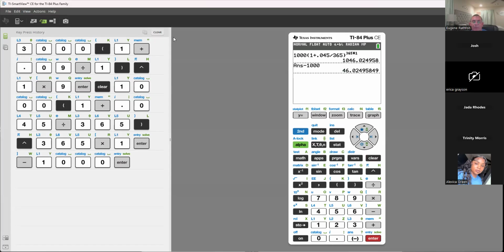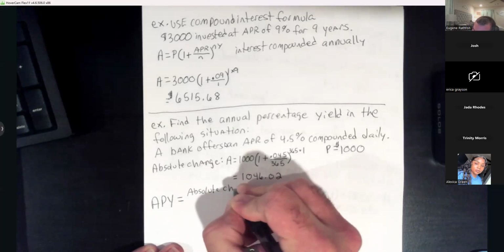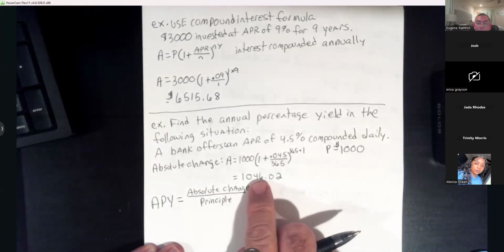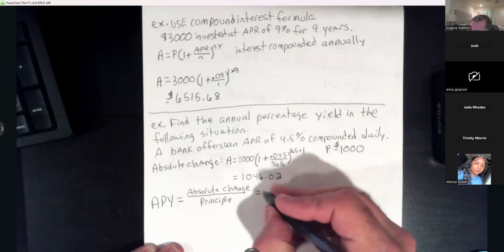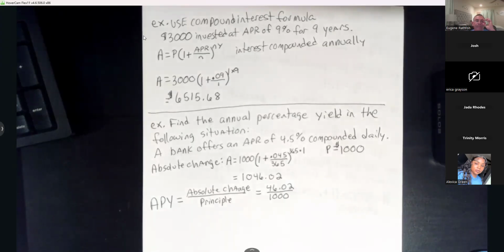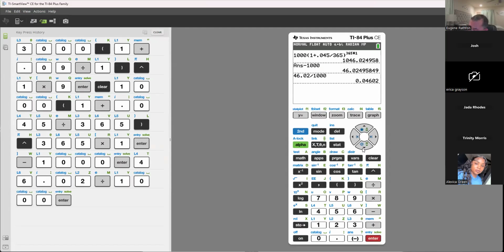All right. So back to the paper. So remember, the APY was the absolute change over the starting principal. Well, y'all, the change was the 46.02. That's how much the $1,000 went up. So take that 46.02, divide that by 1,000. So y'all let me start on the calculator with that. So it was 46.02 divided by 1,000. That equals 0.04602.